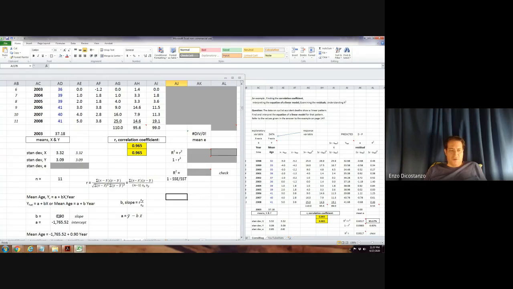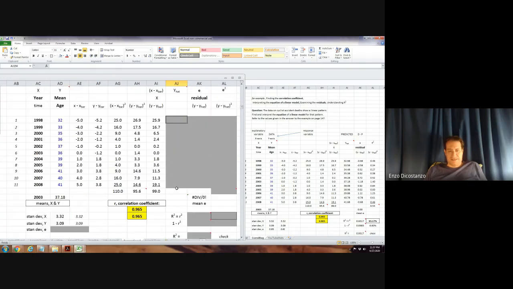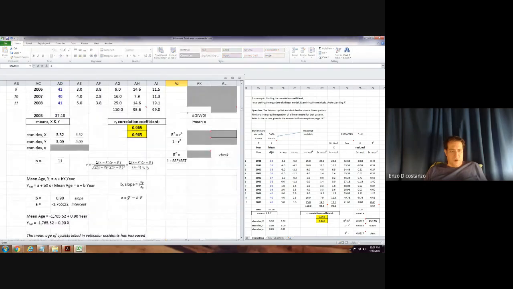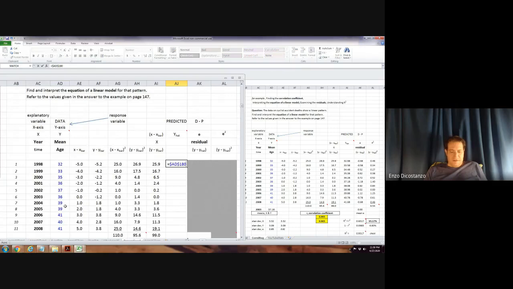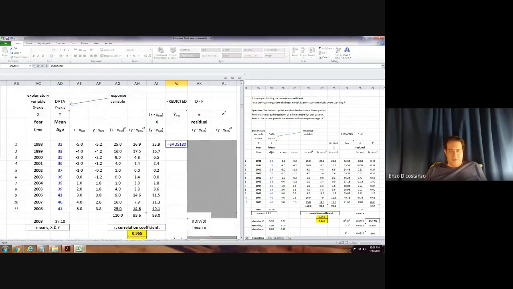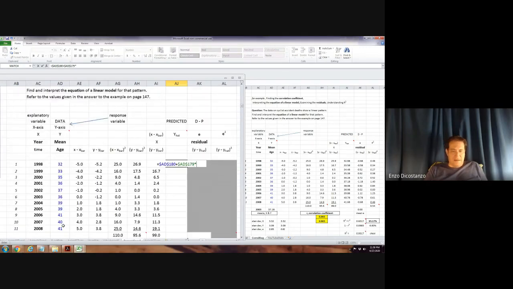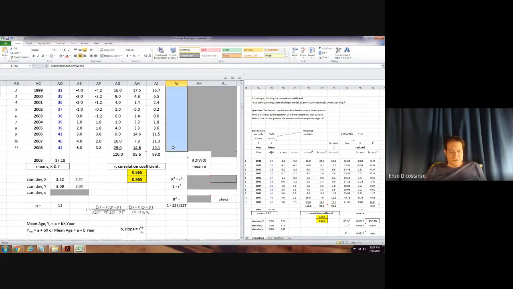And these are the slope formulas, and the slope takes the correlation coefficient times the ratio of the deviations, and this is the intercept, which takes the slope times x bar. Then what you do is this is the predicted version of this. So you say equals y bar, lock it, plus slope, lock that, times the x. So those are all your predicted equations.